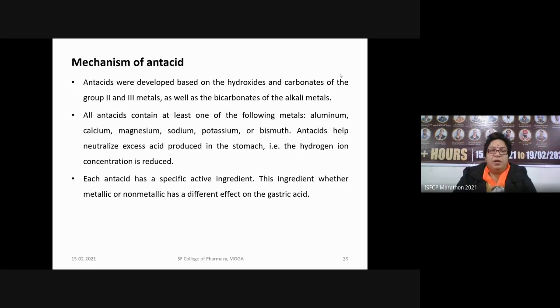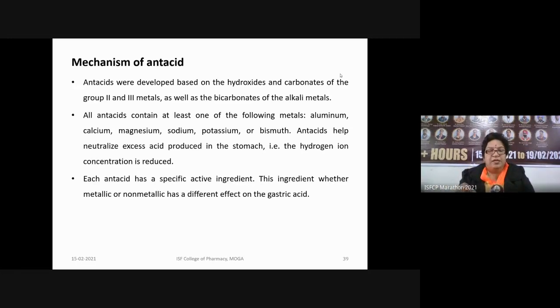The antacids were developed based on the hydroxides and carbonates of the group 2 and 3 metals as well as the bicarbonates of the alkali metals. All the antacids contain at least one of the following metals like aluminium, calcium, magnesium, sodium, potassium, bismuth. Antacids help neutralize excess of acid produced in the stomach, that is hydrogen ion. Hydrogen ion ही तो reason है ना acidity का, acid generation का. तो it should neutralize acid which is present in the form of hydrogen ion.